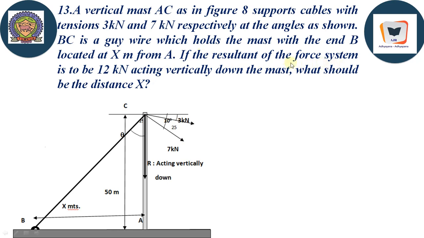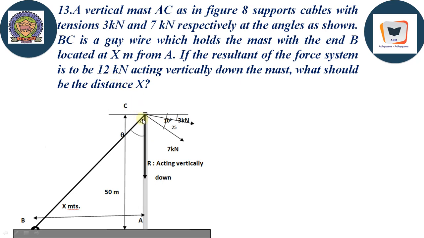If the resultant of the force system is to be 12 kilonewton acting vertically down, what should be the distance x? So this problem comes with a different unknown. We are not concerned with the forces because everything is given to us. What we need to find out is, given all the other forces, the distance at which the guy wire is to be tied at the ground level in order to generate a resultant R that is vertically going down with a magnitude of 12 kilonewton.